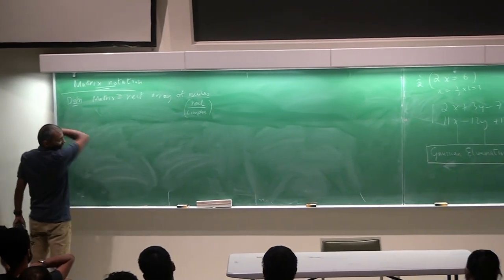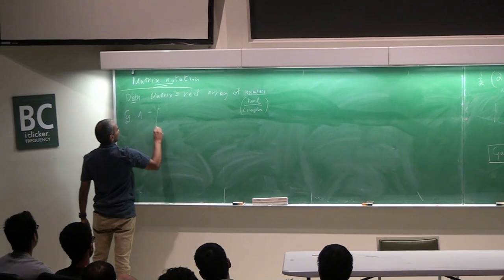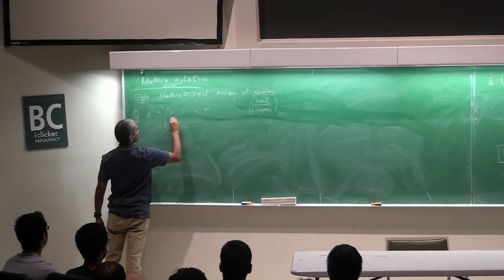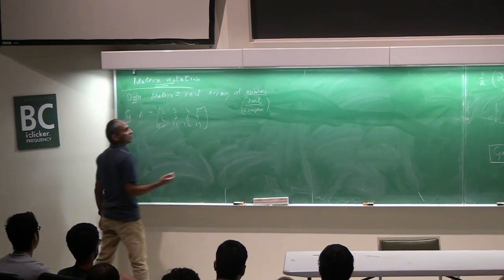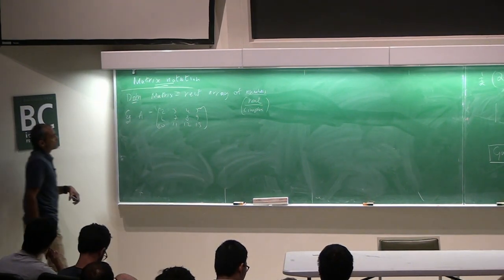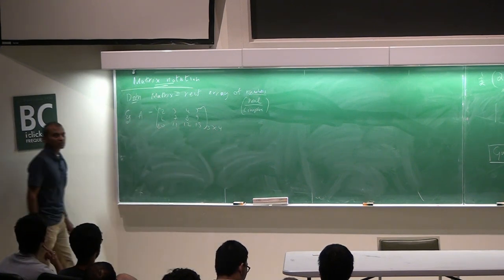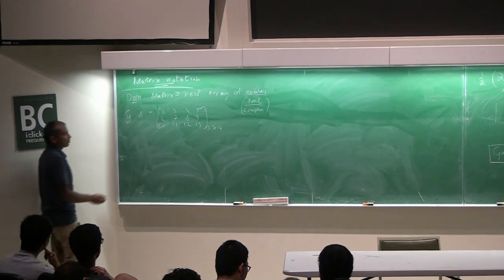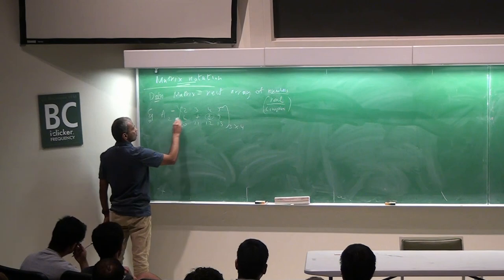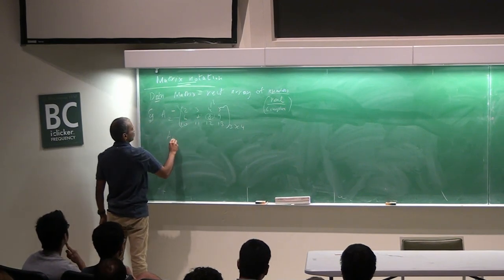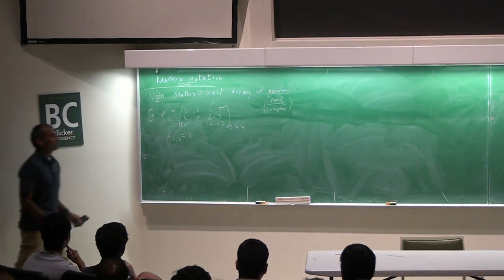So first, we have this rectangular array of numbers. For example, say A is a matrix, it could be 2, 3, 4, 5, 6, 7, 9. This is a rectangular array of numbers, and I would say that this matrix has 3 rows and 4 columns, so it's a 3 by 4 matrix. If I want to talk about the number 8, it's in the second row, the third column, so A2,3 is equal to 8. That's the notation we use.